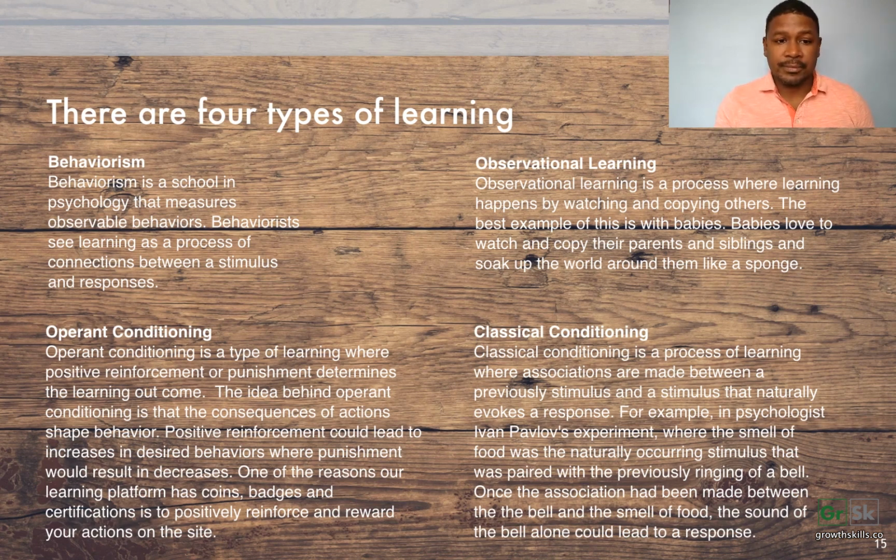Operant conditioning. Operant conditioning is a type of learning where positive reinforcement or punishment determines the learning outcomes. The idea behind operant conditioning is that the consequences of the action shape behavior. So positive reinforcement could lead to increases in the desired behavior, whereas punishment could result in a decrease, right?